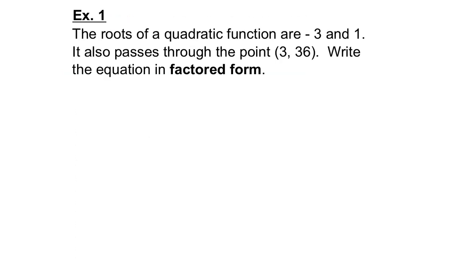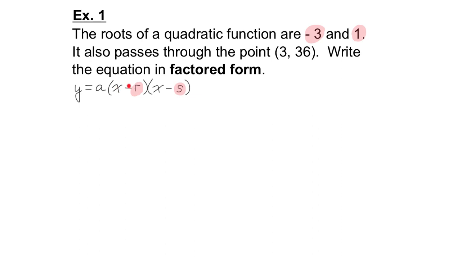So let's look at an example. The roots of a quadratic function are -3 and 1. It also passes through the point (3, 36). Write the equation in factored form. Well, I know factored form is written like this: a times x minus r times x minus s, where r and s are the roots, which I know are -3 and 1. So I'm going to put -3 and 1 in the r and s positions.